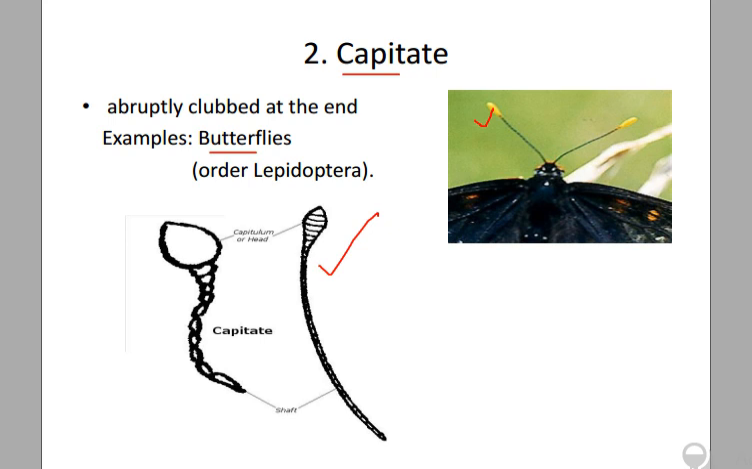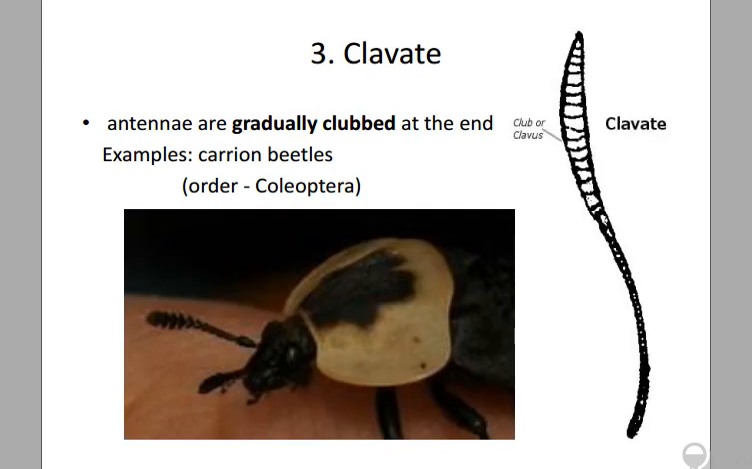Another type of modification in insect antennae is the clavate type. In clavate antennae we can see gradual clubbing. This is present in carrion beetles, which belong to order Coleoptera. As we can see from this figure, the clubbing is gradual, whereas abrupt clubbing is seen in butterflies. So this is the clavate type of modification in insect antennae.